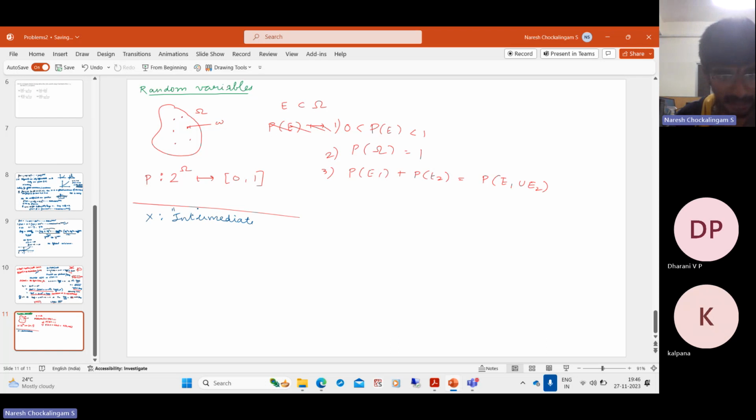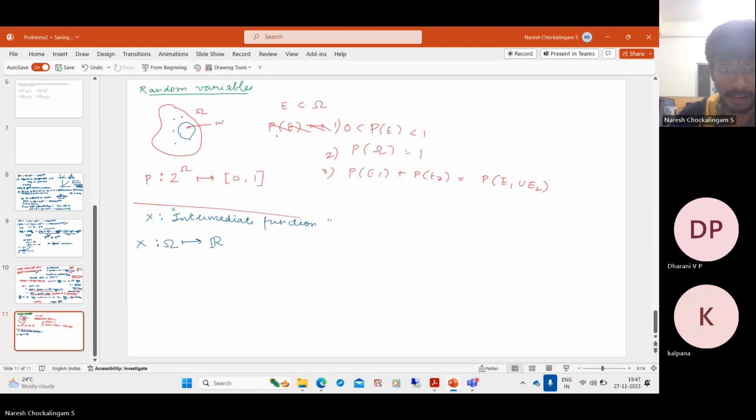Okay, it's not a definition. It's something that I call an intermediate function. So a random variable is a function defined on the sample space to the real line. So what you do, probability takes every subset of the sample space and gives a number, but that is not always easy, right? That is in general not an easy task.